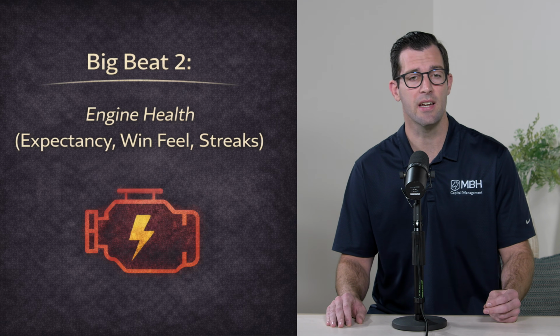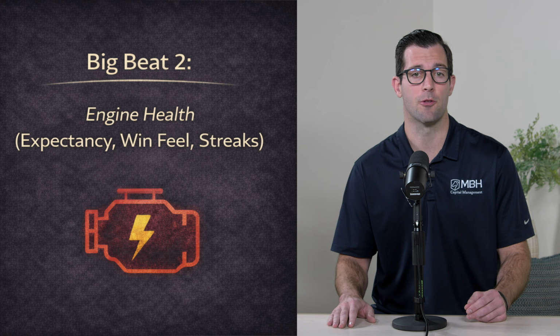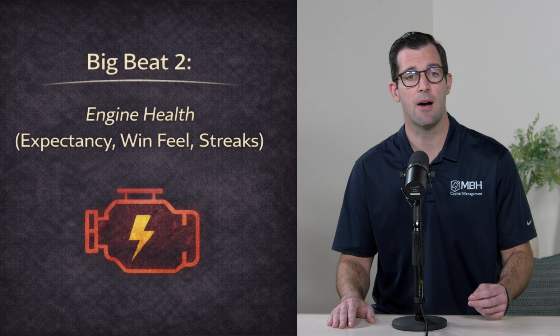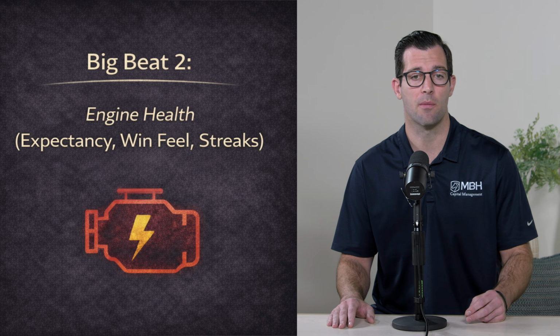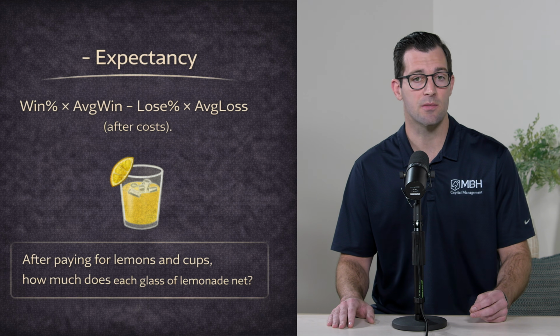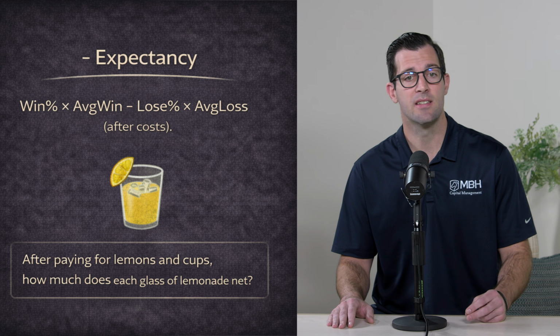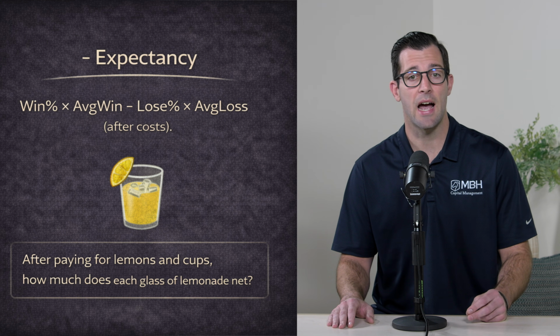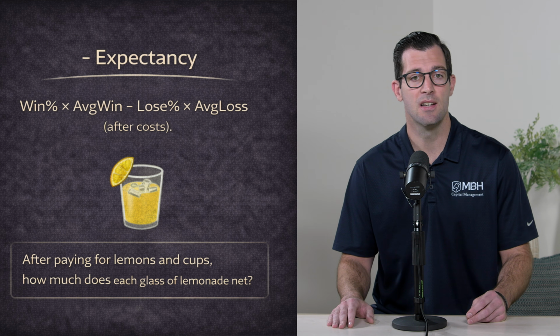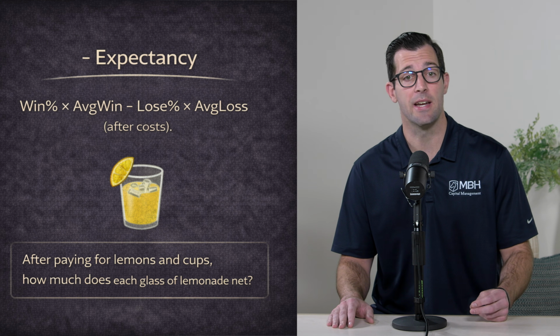You also want to think about the engine and the expectancy and how this feels to go through streaks. Your win rate is how it feels, and the expectancy is whether it actually makes money over a long period of time. When we look at the expectancy, we're taking the win percent times the average win minus the loss percent times the average loss after all commission, slippage, and fees. After paying for the lemons and the cups, how much does each glass of lemonade net?